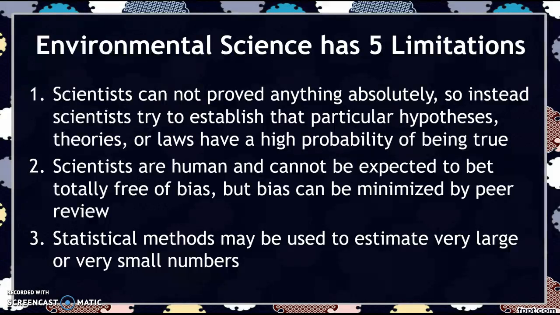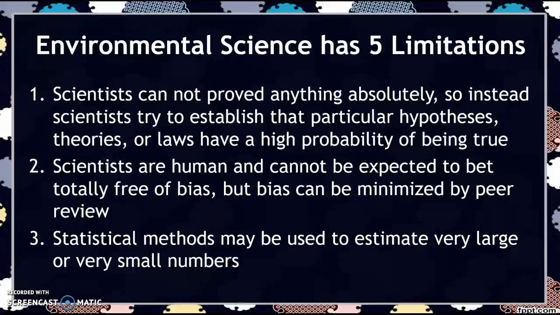So, there are 5 major limitations of environmental science. First, scientists cannot prove anything. Instead, they try to establish that a particular hypothesis, theory, or law has a high probability of being true. We can't ever say that everything is 100% proven, because we are very limited to our knowledge and our experience on Earth.